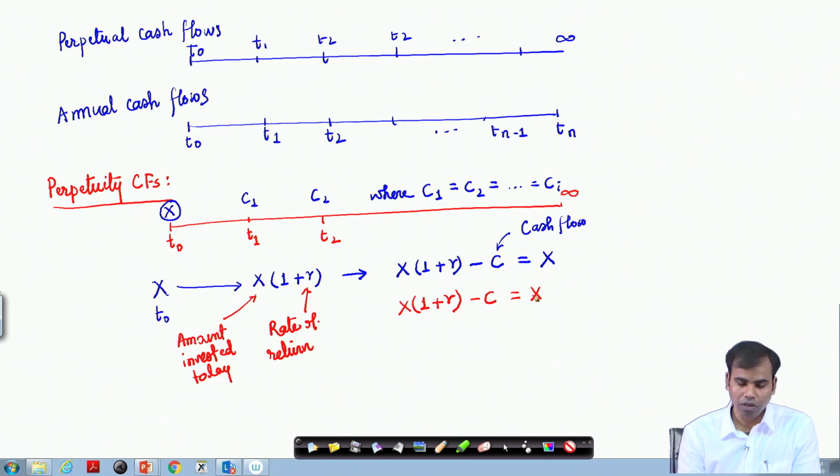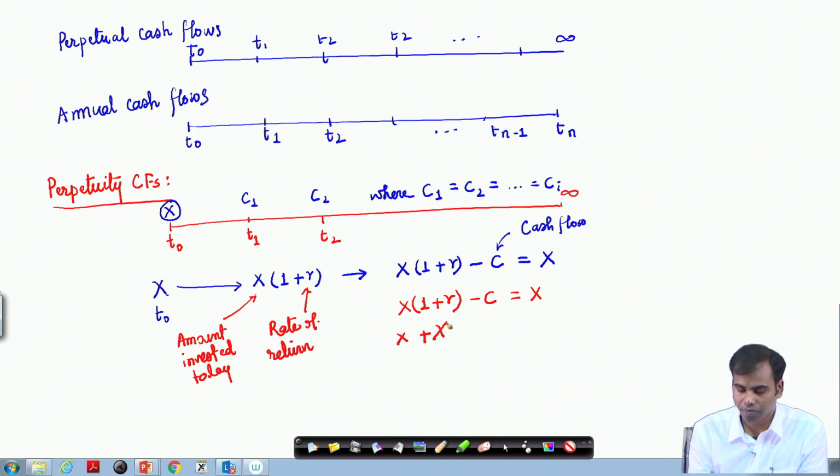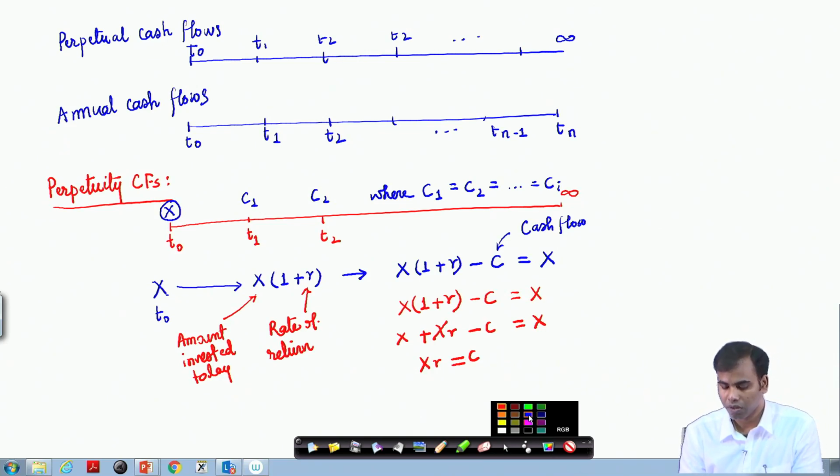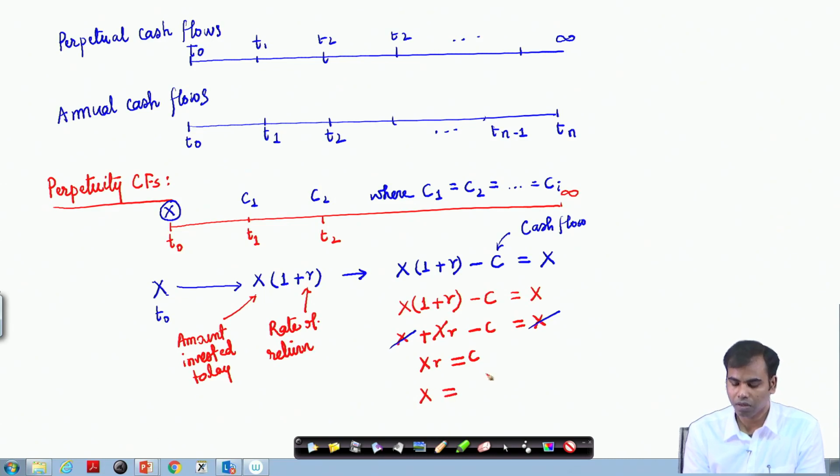So, if we try to simplify this formula or this function, basically we can write it like this: x plus x r minus c is equal to x, which is basically x r minus c, or rather x r is equal to c, because these two x will cancel out. So, x will be c by r.